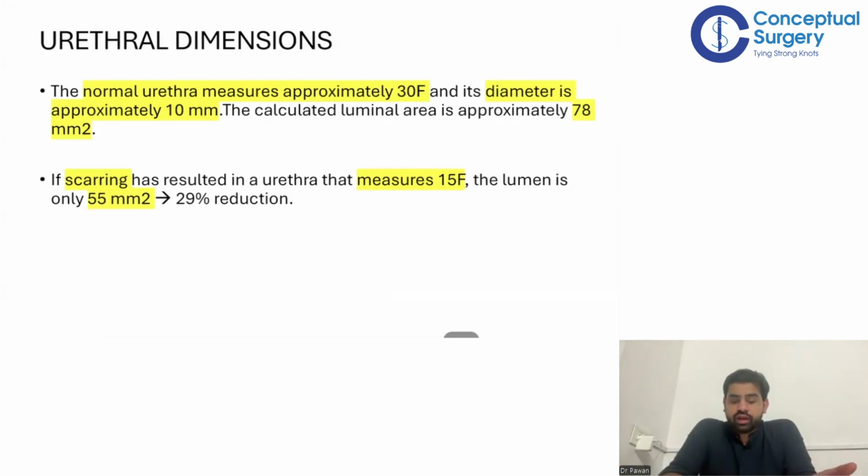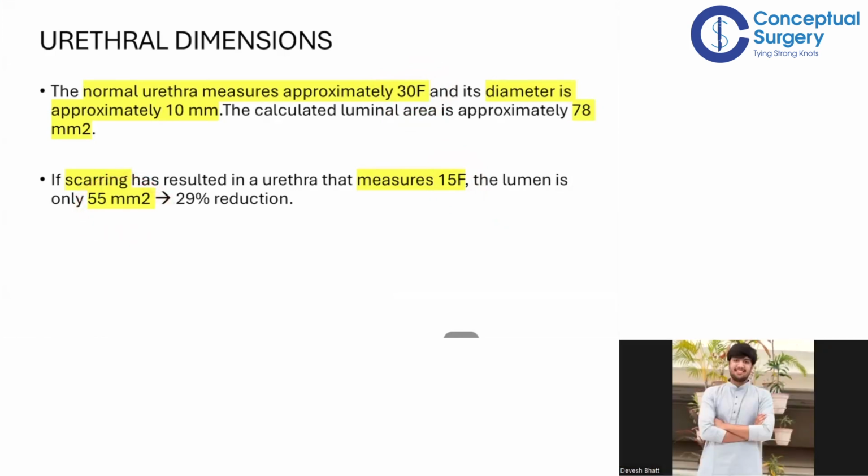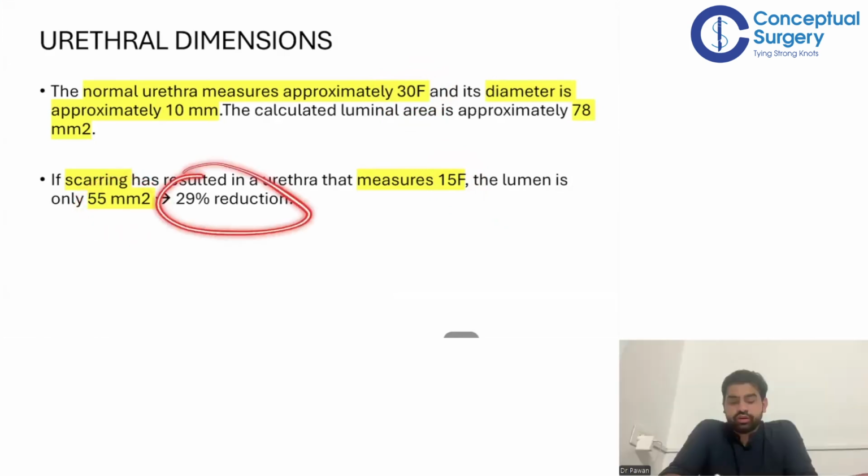So if scarring has resulted in a urethra that measures 15 French, what do you think? If the urethral dimension had reduced from 30 French down to 15 French, what should happen to the lumen? The lumen is still 55 millimeters square. And there is only a 29% reduction. You understand my point? There is a 29% reduction in this lumen.